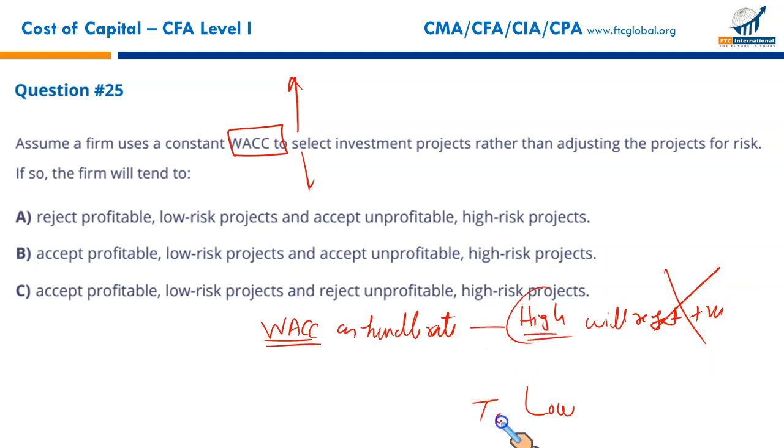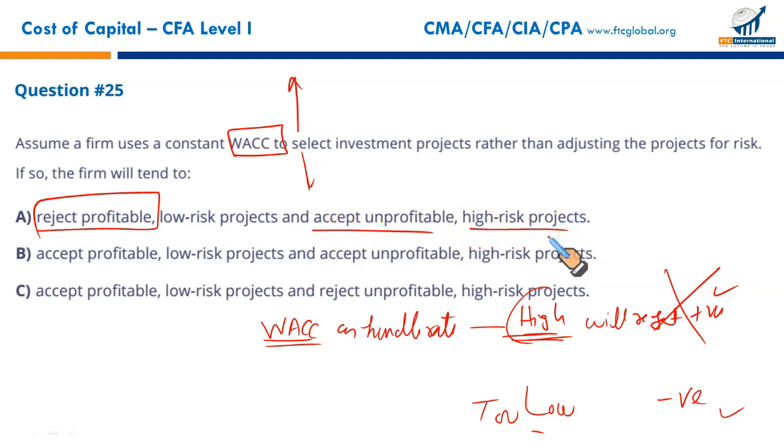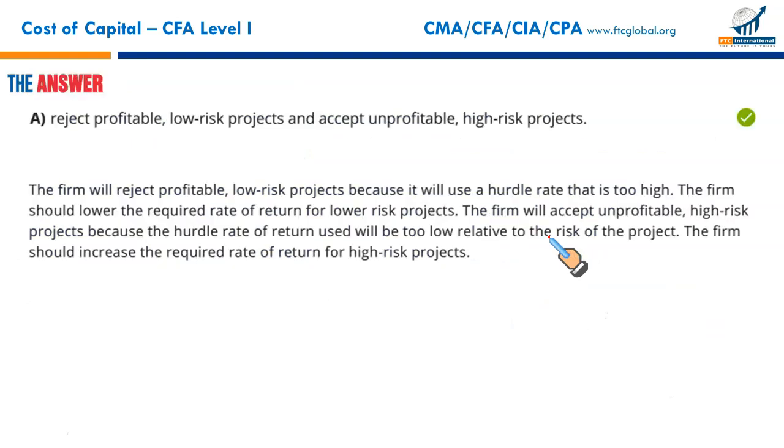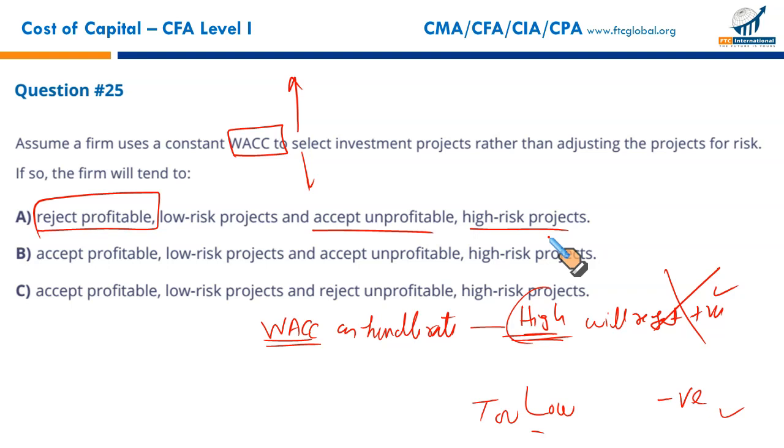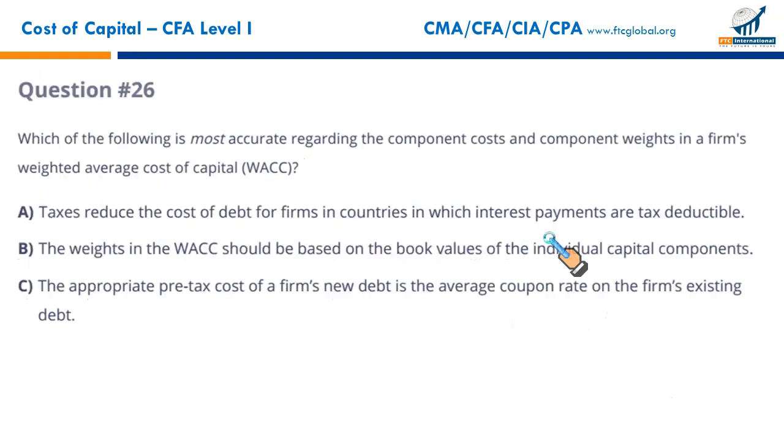If it is kept too low, some projects which are bad might be selected. That's the problem. If WACC is not adjusted for risk, it's either too high or too low. If it's too high, some good projects might be rejected. If it is too low, some bad projects might be selected. So you might reject some profitable projects because it is too high, and you might select some unprofitable projects because you have kept it too low. So WACC requires adjustments for the different riskiness of the project. That makes A the correct option.